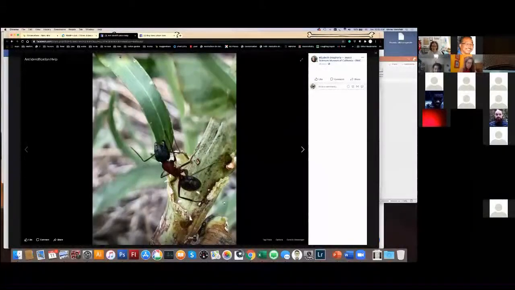Oh, and there's like a little larva here right behind it. So anyway, did you say that was a carpenter ant? Yes, probably. Okay. Most probably. Carpenter ant. Yeah, and she's not very happy.